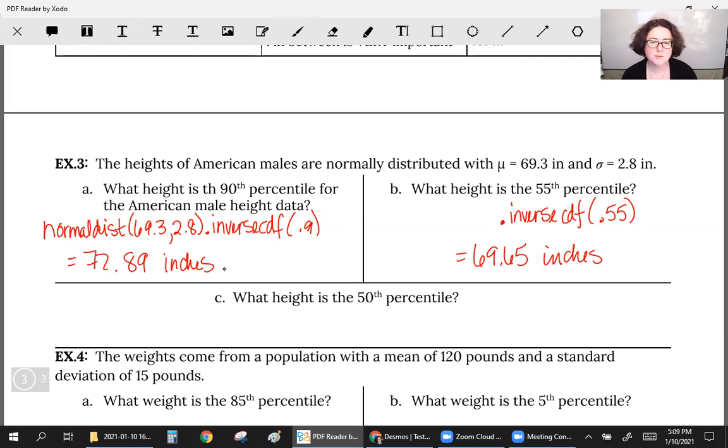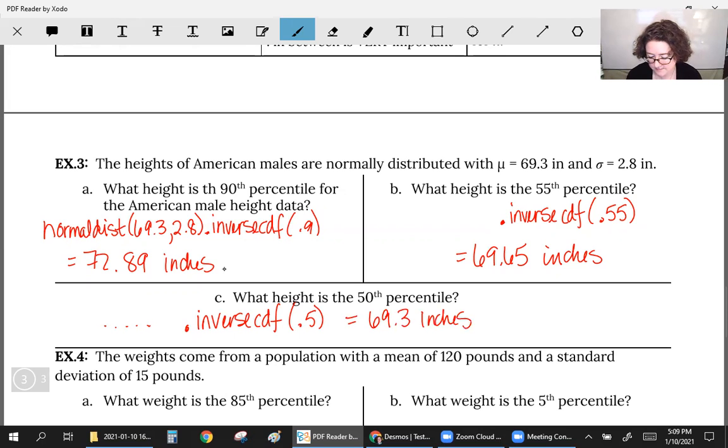And so what height is the 50th percentile? Again, you should already know what this one is. If we're the 50th percentile, where are we on the curve? Yeah, we're right smack in the middle. So that means we should have our mean come out as the answer. But test it out. Change it up again. So again, everything ahead of this is the same with normal dist. Inverse CDF, 0.5 for 50%, and you should get out 69.3 inches. Test that on Desmos.